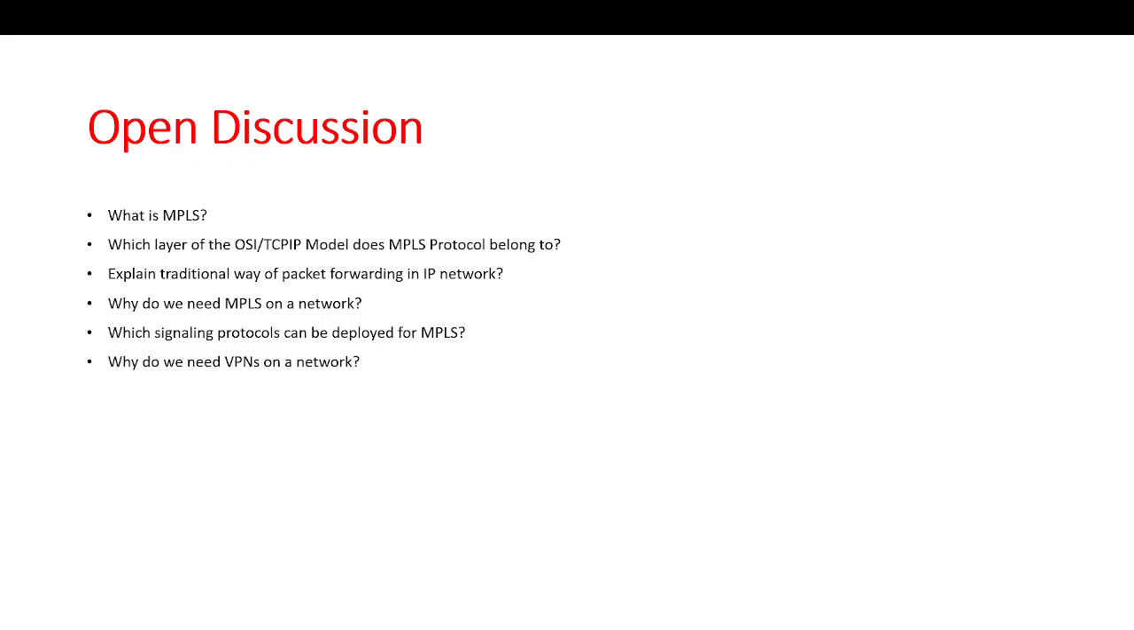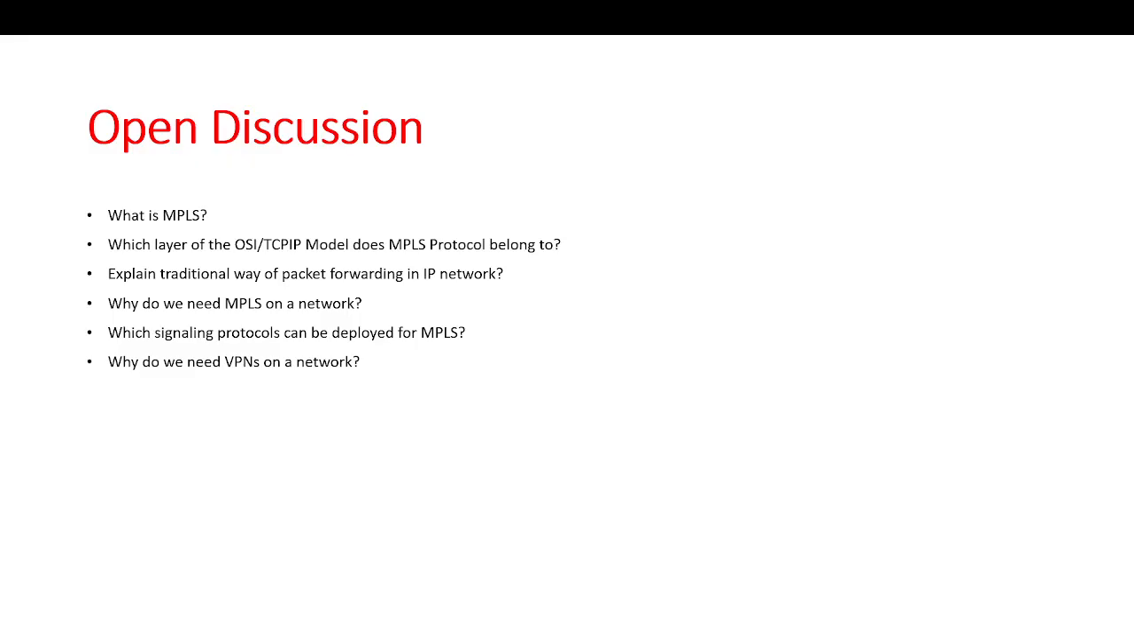MPLS is multi-protocol label switching. So on the OSI model, it belongs to layer 2.5. We say it belongs to layer 2.5 because it shuttles between the data link layer and the network layer. So what basically happens on this layer is label switching. It does not use traditional IP addresses, so it uses labels. That is why we say it operates at layer 2.5, between the data link layer and the network layer.